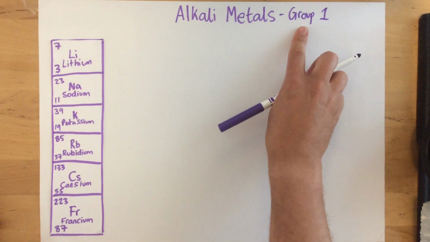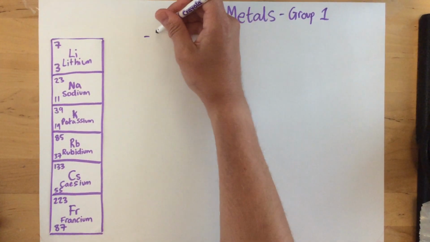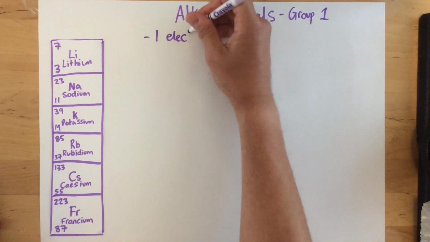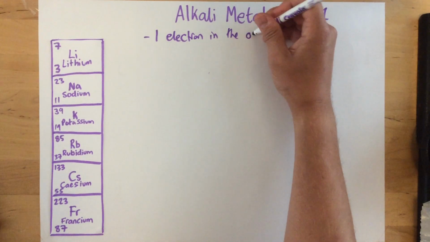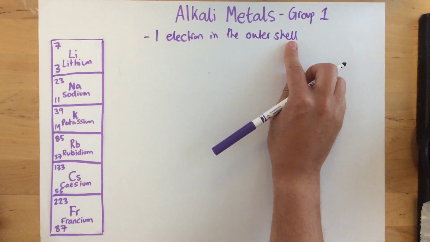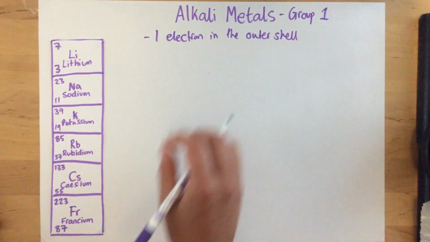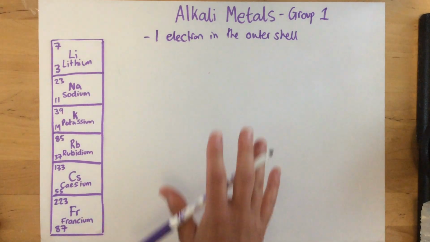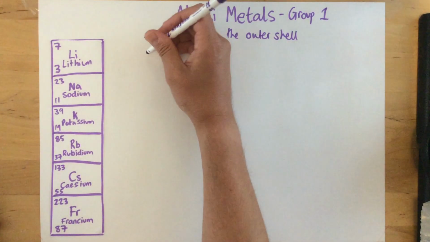So because they're in group 1 of the periodic table, the key bit of information we need to know is they have one electron in the outer shell. Because they all have one electron in the outer shell, it means they all have similar chemical properties. And there's another video that will show about how alkali metals react.